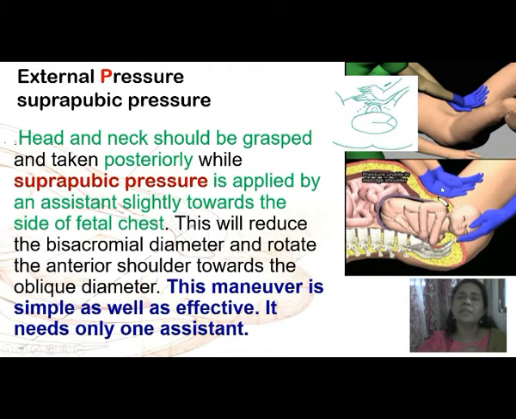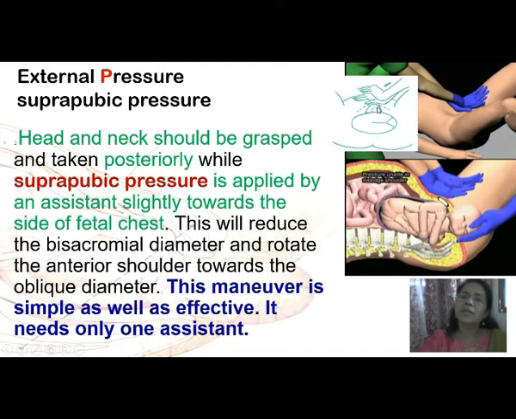Next is external pressure. At the same time we can give external pressure to the symphysis. The head and neck should be grasped and taken posterior. While giving suprapubic pressure, because the shoulder is stuck below the symphysis pubis, the pressure is applied by the assistant slightly towards the side of the fetal chest. You see, it is not straight pressure, we are giving it to the side. Here the baby's back is here, so from the back we are giving the pressure.